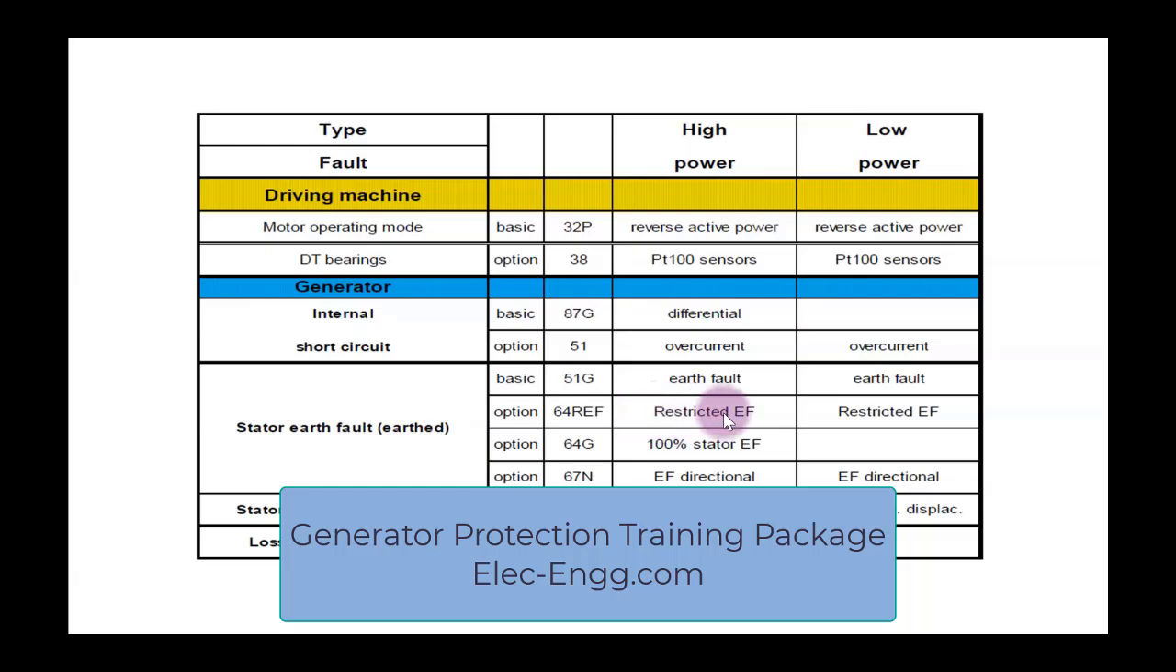In that case, in a large generator there are different solutions. For instance, we can use the REF protection function 64 REF, restricted earth fault, or the 100% stator earth fault protection function. This solution, as you can see, is not economical if the generator is small, but it is recommended and we should use it in large generators in the utility, for example. And the next solution is the directional.